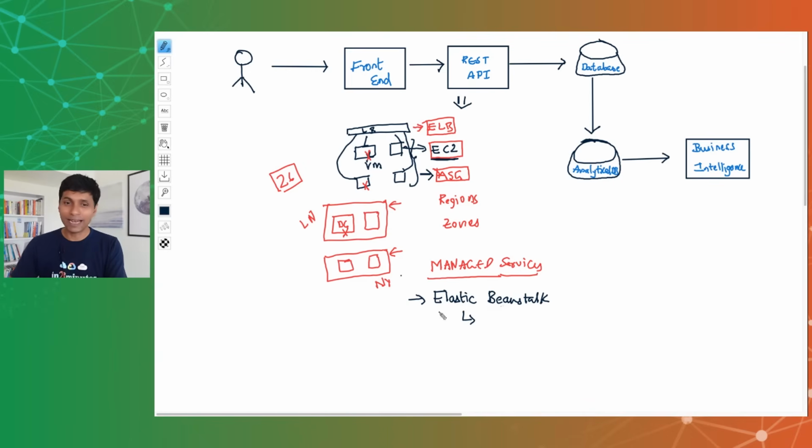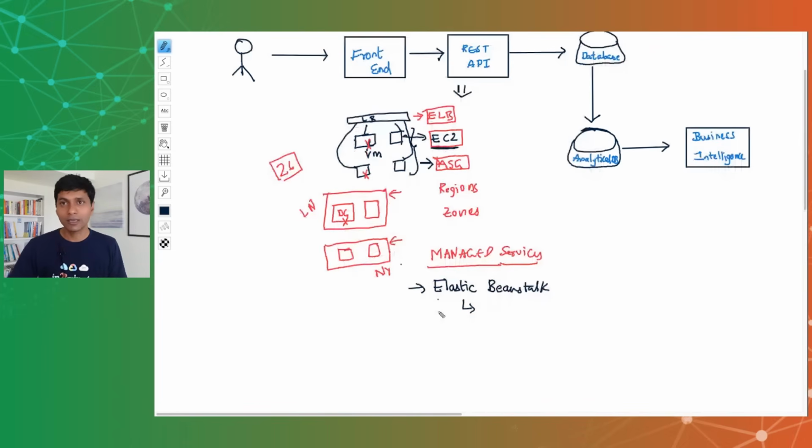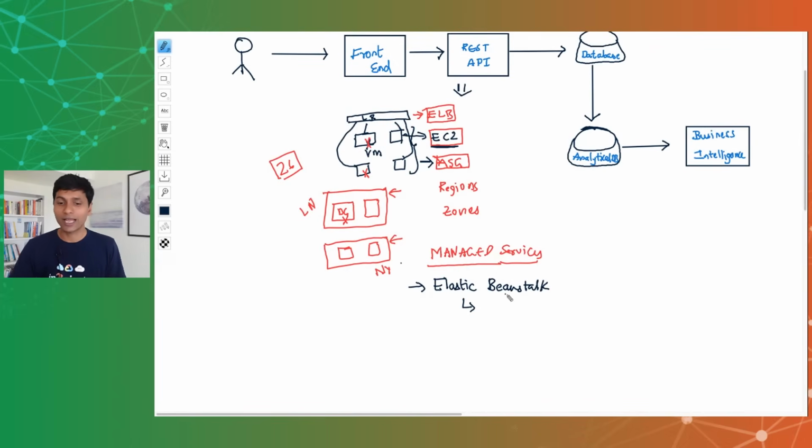So if you have a simple application, simple Java-based, Python-based, Node.js-based, or any other language-based application, you can use Elastic Beanstalk to deploy it to AWS without worrying about managing it. You don't need to worry about availability, scalability. You don't need to worry about increasing the number of instances and things like that. Elastic Beanstalk takes care of everything for you.